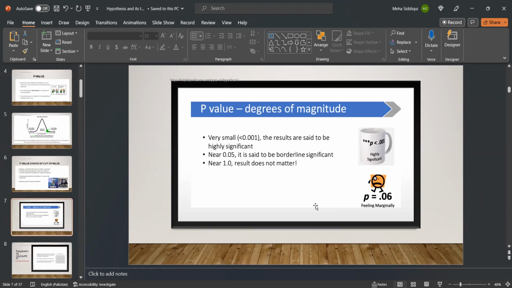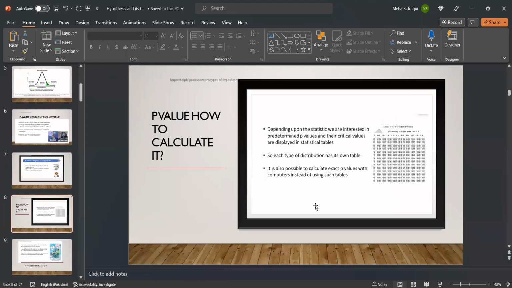If the p-value is of a very small order of magnitude, the results are said to be highly significant. If it's near 0.05, it is said to be borderline significant. And if it is near 1, the result does not matter. So this is how p-value is interpreted.